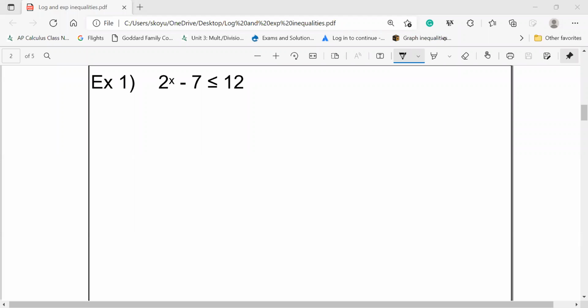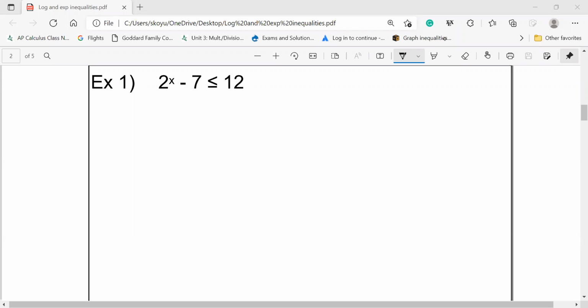So I'm going to show you guys how to solve exponential and logarithmic inequalities in this video. The method is kind of the same, so I will just use the same steps as when I was solving exponential and logarithmic equations. Maybe just a few domain-related issues, which I will show you in this video as well.